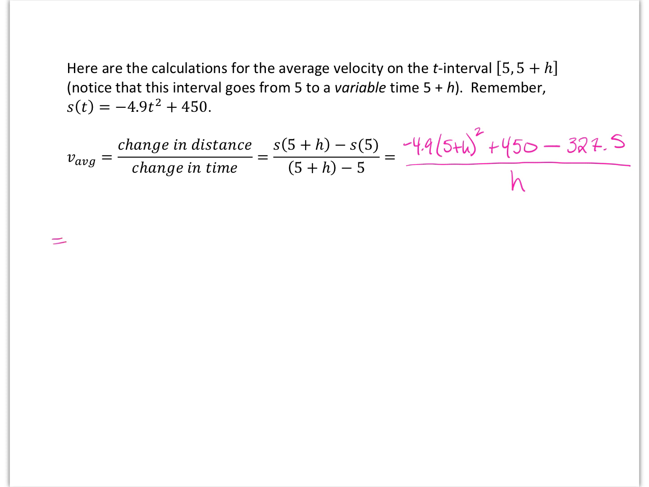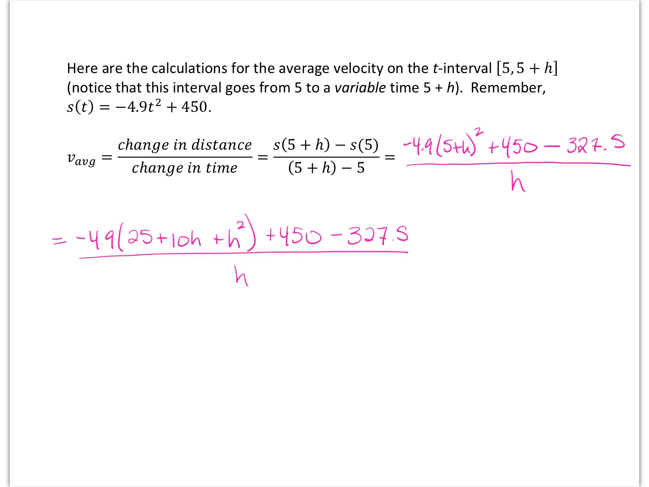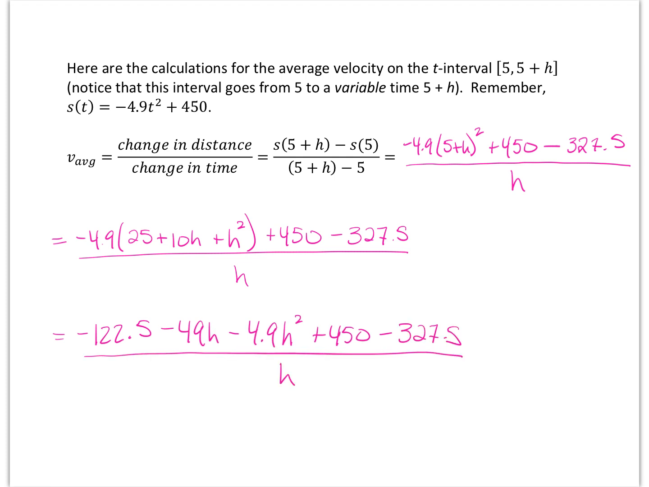Okay, let's see. I'm going to start by squaring this 5 plus h. Order of operations says do this exponent first. So this is going to be negative 4.9 times 25 plus 10h plus h squared, plus 450 minus 327.5, all over h. I'm going to distribute this negative 4.9 and I get negative 122.5 minus 49h minus 4.9h squared plus 450 minus 327.5, all over h.